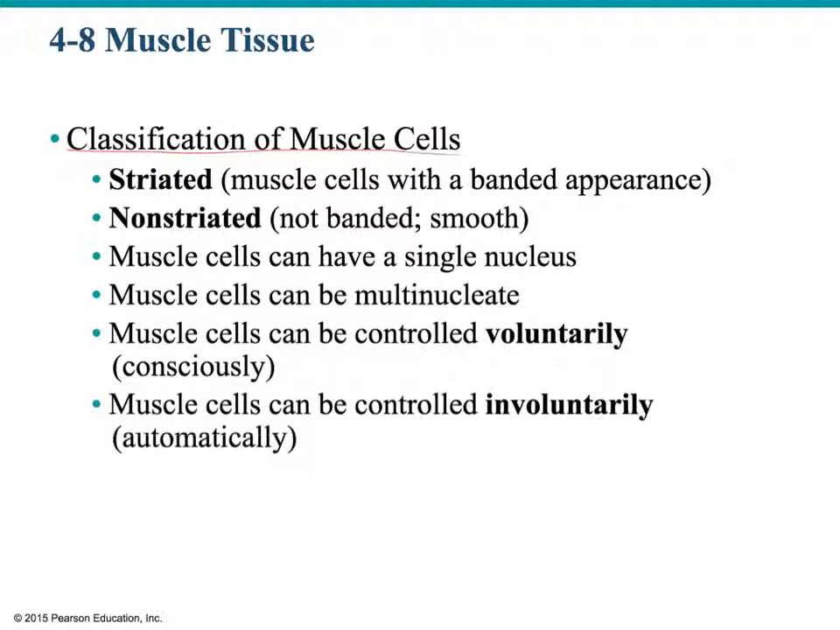Classification of muscle cells. So these are terms you're going to need to know when we talk about each type of muscle cell. So these terms help us define which type of muscle tissue we're looking at, whether we're looking at skeletal, cardiac, or smooth. So here's some new vocabulary for you. Don't you just love new vocabulary? Nope. No.